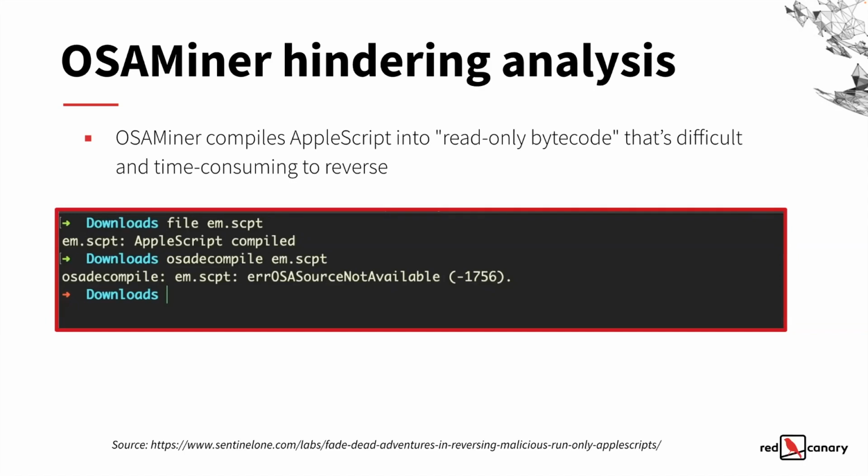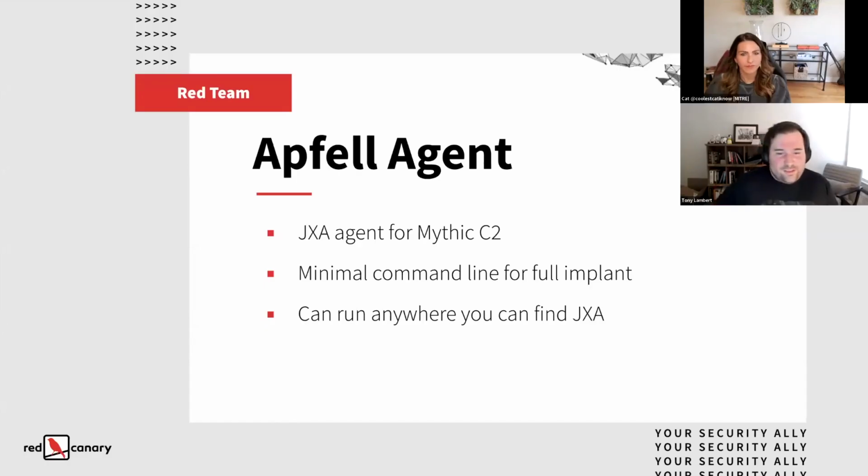All right. And the final threat that I wanted to discuss a little bit is more towards the red team operators, and those are going to be AppFell agents. AppFell is a JavaScript for Automation agent that is made specifically to talk to Mythic C2 or things that can act like Mythic C2, however you want to put it. It's really a minimal sort of thing. It can be as fancy as you want it to be.